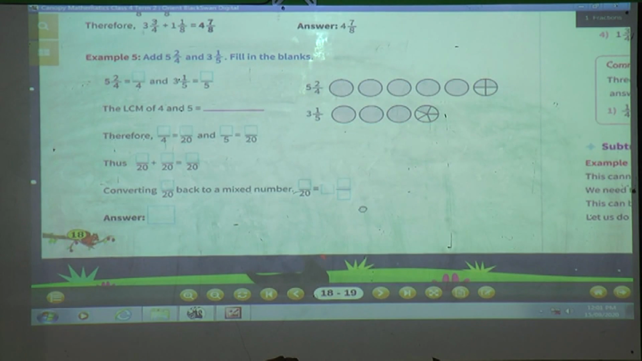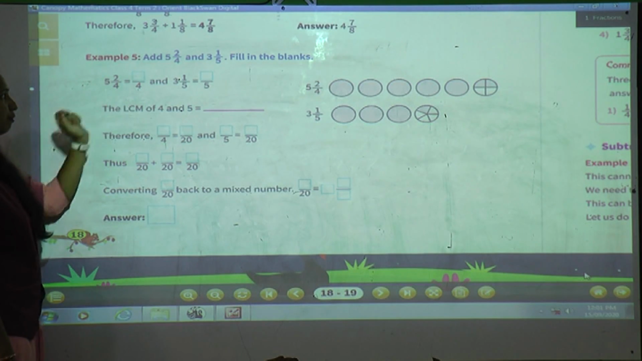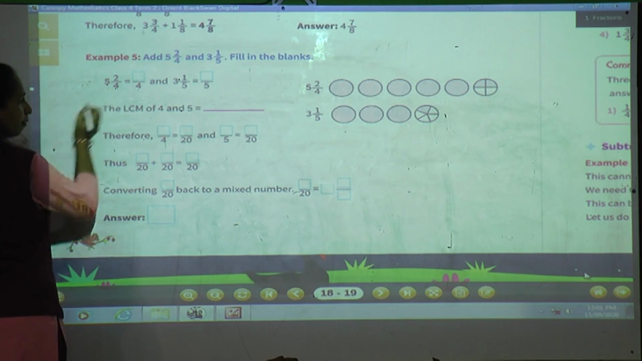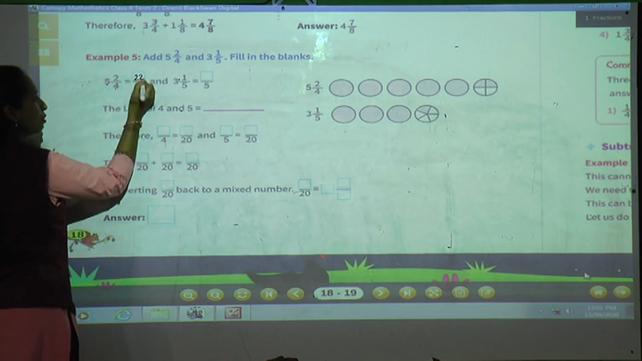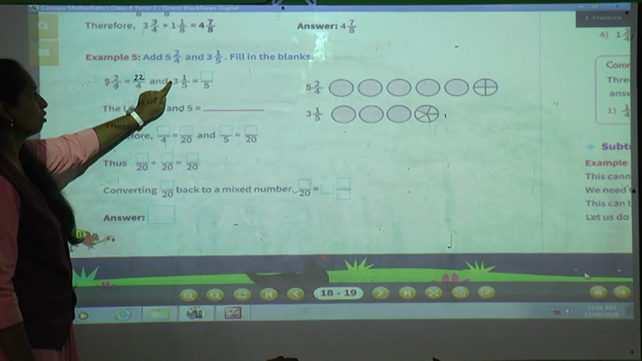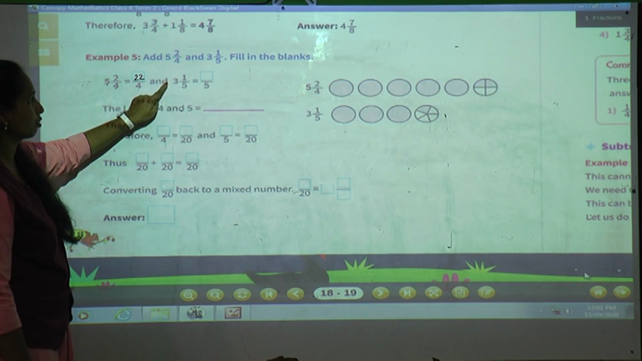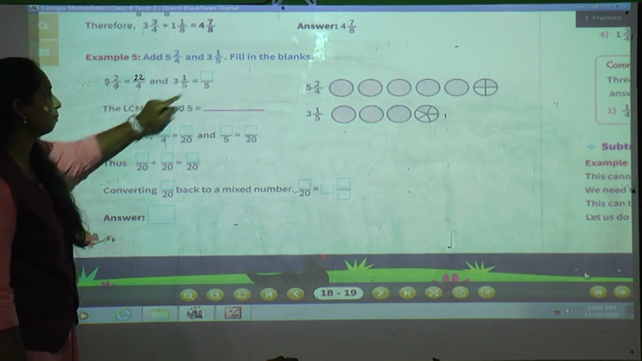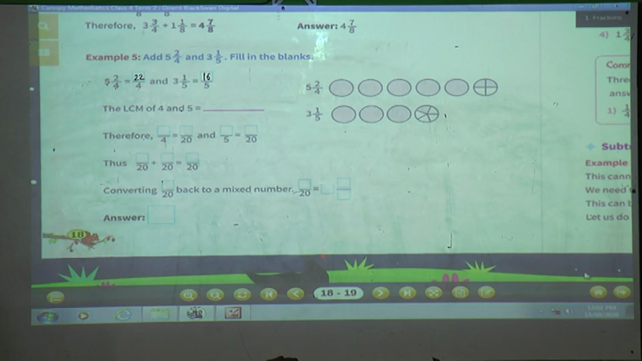Now they had given fill in the blanks. Add mixed fractions they had given. Add 5 2 upon 4 and 3 1 upon 5. Now 5 is whole, 2 upon 4. How do we do? 5 multiplied by 4. 5 4s are 20. 20 plus 2 is 22. 22 upon 4. Now this, see, 3 1 by 5. So 3 5s are 15: whole number multiplied by denominator and add numerator. 15 plus 1 is 16. Isn't it? Yes. So in this way you have to write.